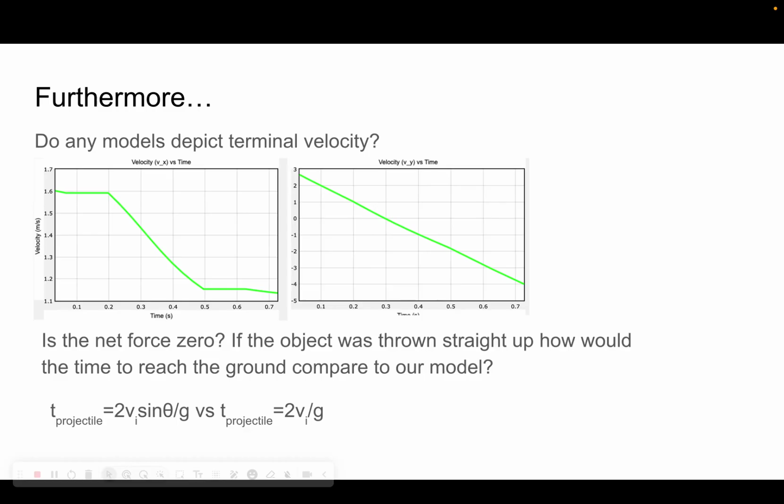And if the object was thrown straight up, would it be different from if it was thrown as a projectile in terms of the time in the air? Yes, because the vertical component is only the sine of it, whereas if you threw it straight up, it would be the entire velocity going in that direction. Thank you.